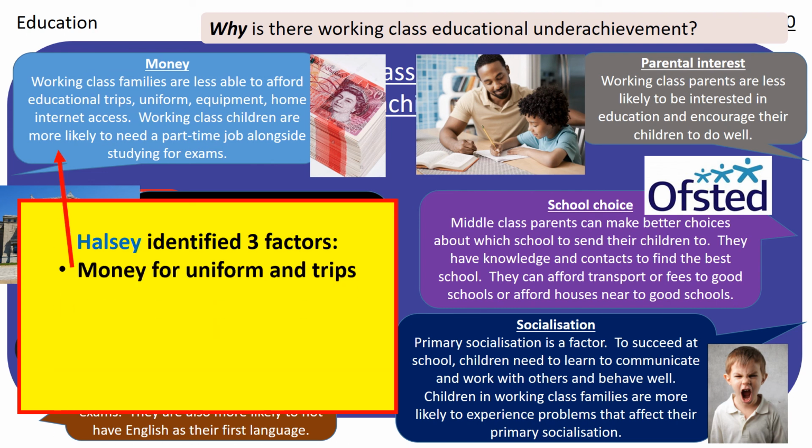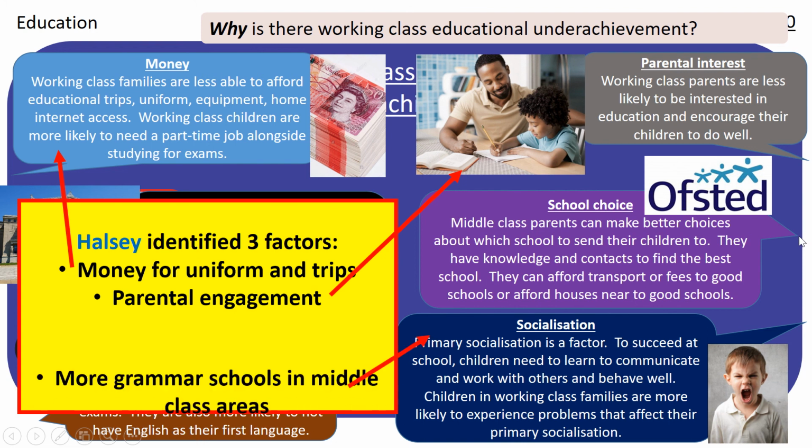Firstly, he said material deprivation mostly impacted the money for uniform and trips, and not being able to go on trips held back the working class students' education. Secondly, for him, parental engagement. He looked at how much time parents were able to spend helping their children with their homework. A middle class parent who perhaps doesn't have to work such long hours, or who's got the educational background themselves to help with the homework, is able to spend more time supporting the student.